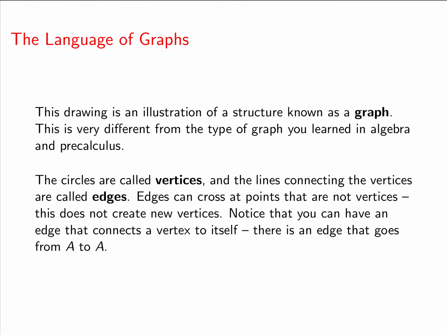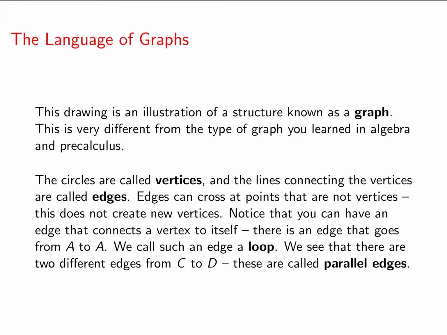It's worth pointing out that you can have an edge that connects a vertex to itself. Notice that in the picture, there's an edge that goes from A back to A. We're going to call such an edge a loop. Notice also that there are two different edges that go from C to D. We're going to call those parallel edges.